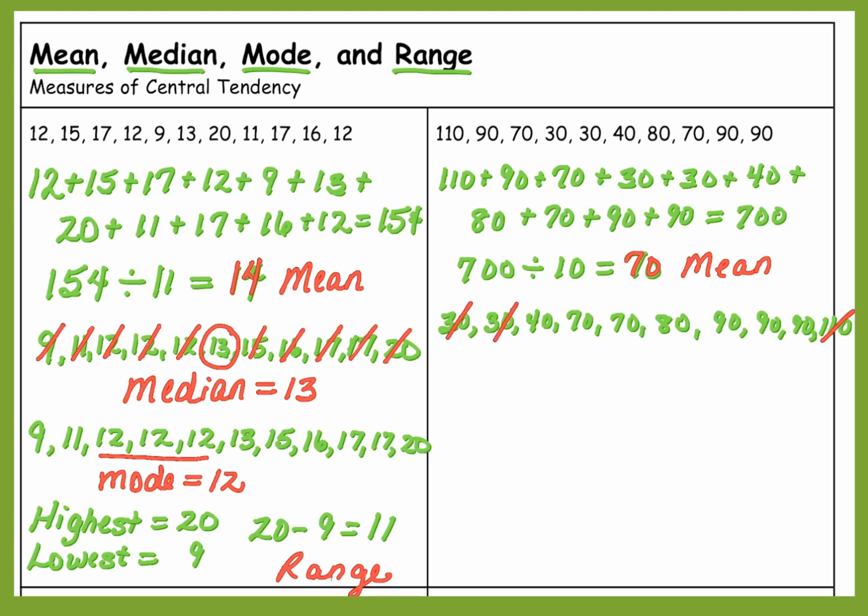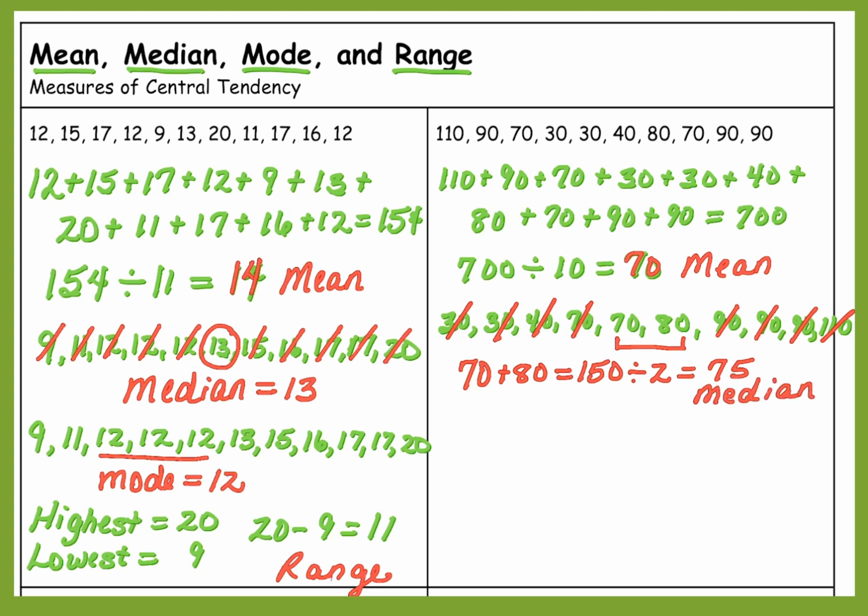Then we mark them off to find the middle number. We have two middle values here, so we have to find the mean of those values. We take 70 plus 80, and that gives us a total of 150. Then we divide it by 2 because we have two numbers, and that gives us a value of 75. So our median is 75.